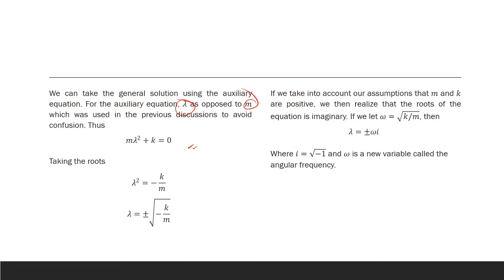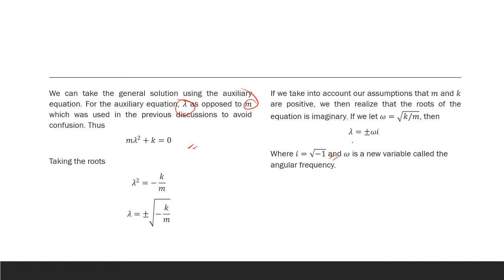So if we let omega, gawin nating omega is equal to square root of k over m, then ang lambda natin is equal to plus or minus omega i, wherein i natin means imaginary or square root of negative 1. So assuming positive ang k, positive ang m, ang mangyari class, this is a square root of a negative, so that is imaginary. So that is why express na lang natin itong k over m as ang positive square root of positive k over m, gawin natin siyang omega.